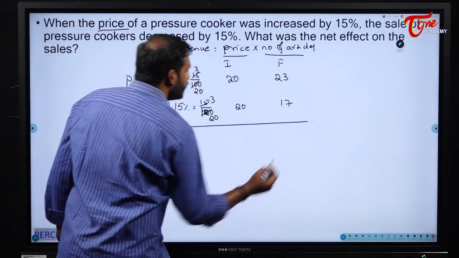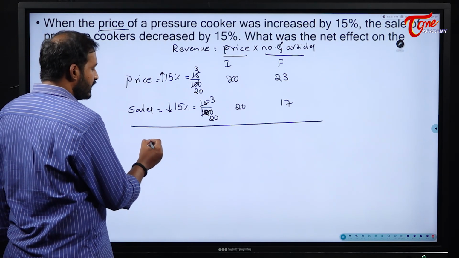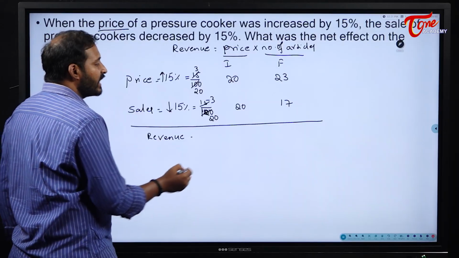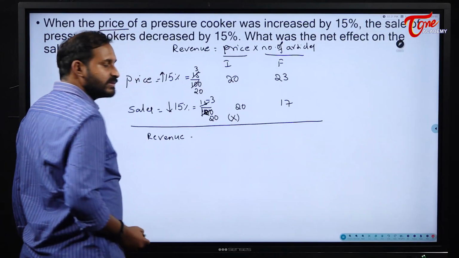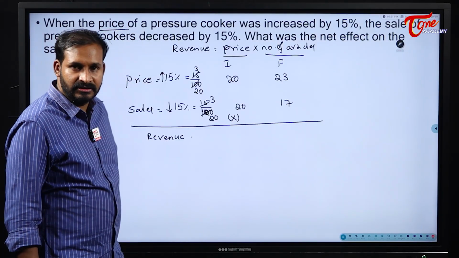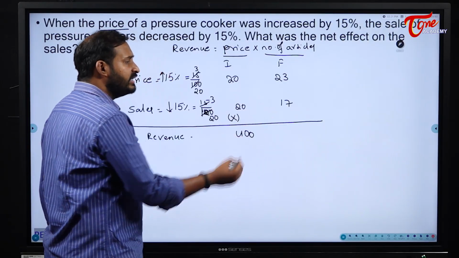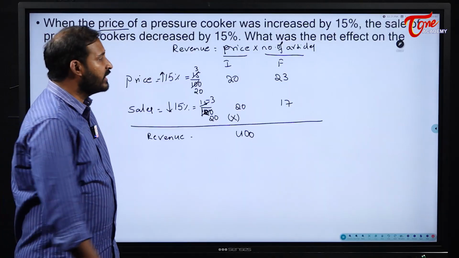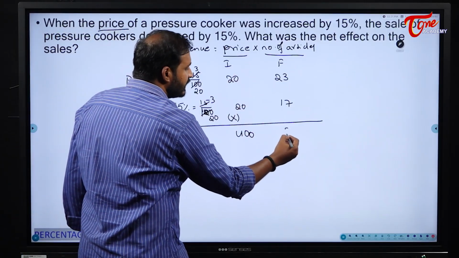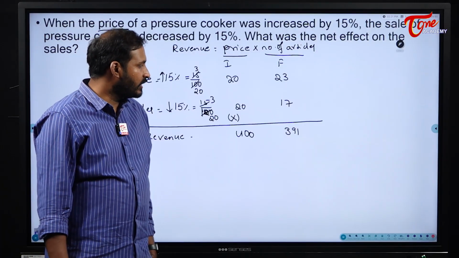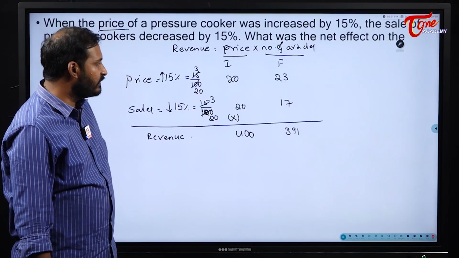Now when it comes to the amount or the revenue, usually how will we find the revenue? We will multiply the price with sales. So simply multiply these two things. What will happen to these two? 20 twenties are 400, 17 twenties are 340, plus 51, what will you get? 391, right? 340 plus 51, 391.